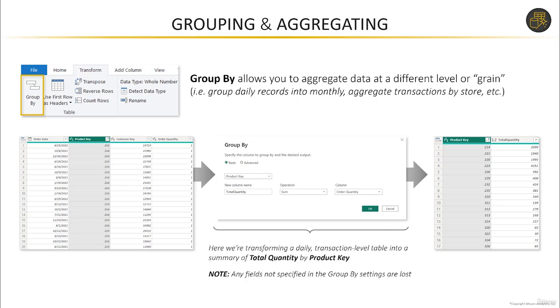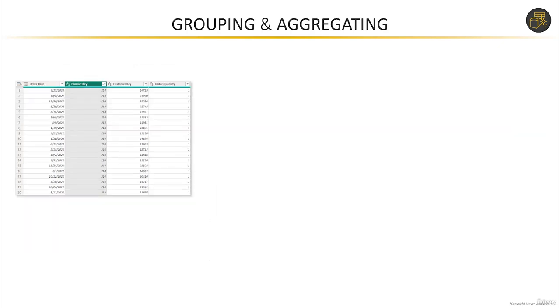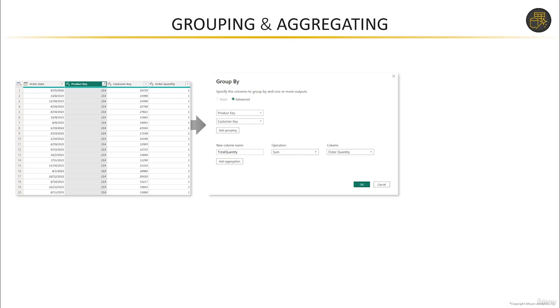The important thing to note here, as you may have noticed, is that any fields that we aren't specifically calling out in our Group By settings are lost. They're not preserved in that final table because we've eliminated that level of granularity. Now, one more example using the advanced option, and let's consider that same exact table that we started with. We're using the same Group By option, but this time we're looking at the advanced version.